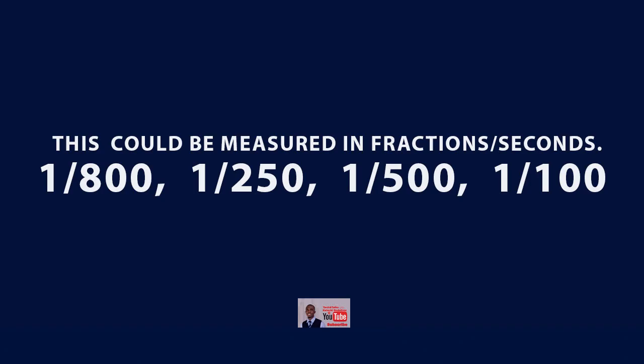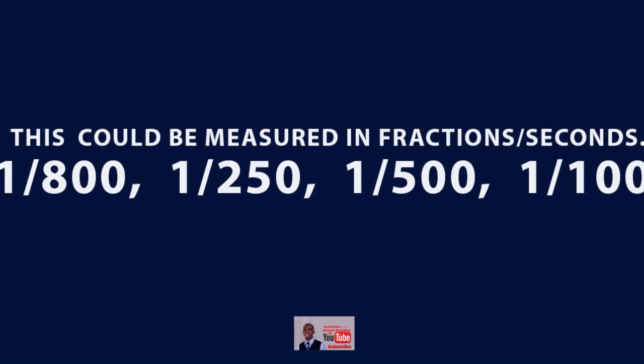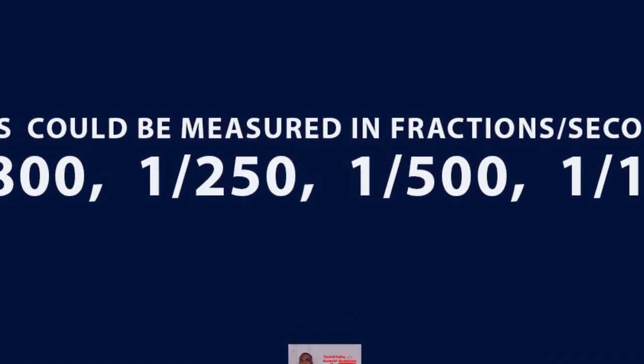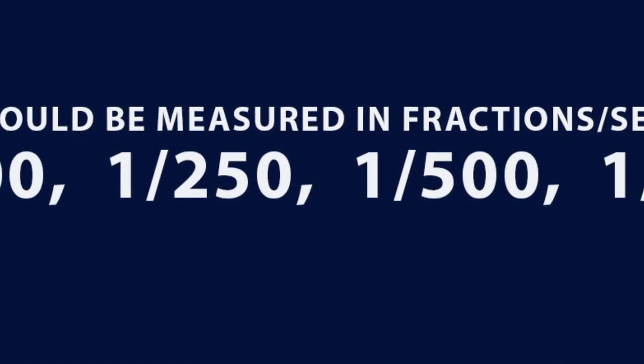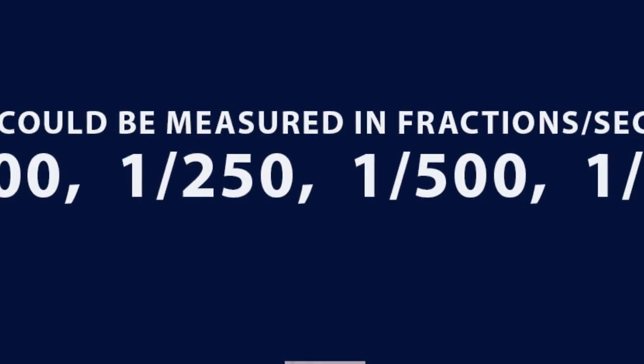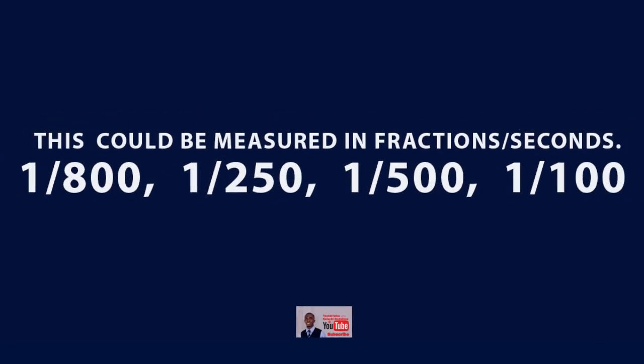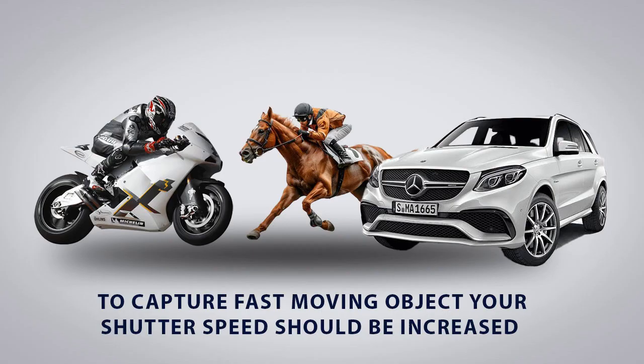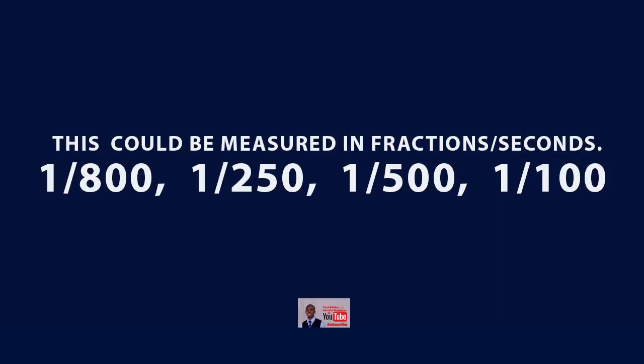That means if you want to capture objects that are in motion, you are supposed to set your shutter to a high number, particularly when you're at an event like a football match, car racing, or horse racing. Your shutter speed is supposed to be high so as to capture moving objects, because that activity is marked with motion. People are moving to and fro. I hope you get the concept.